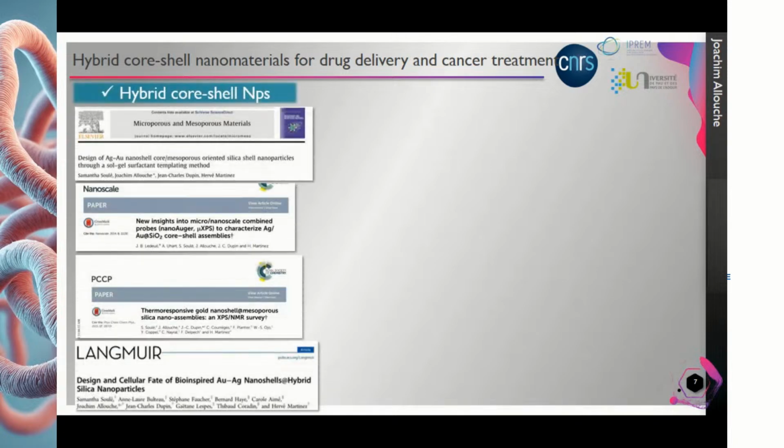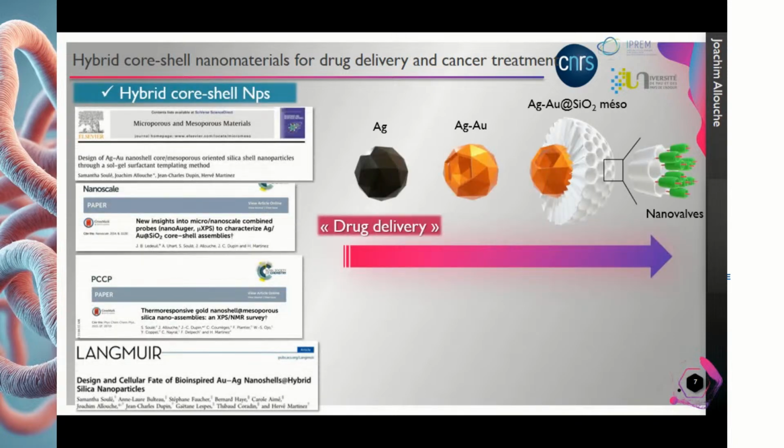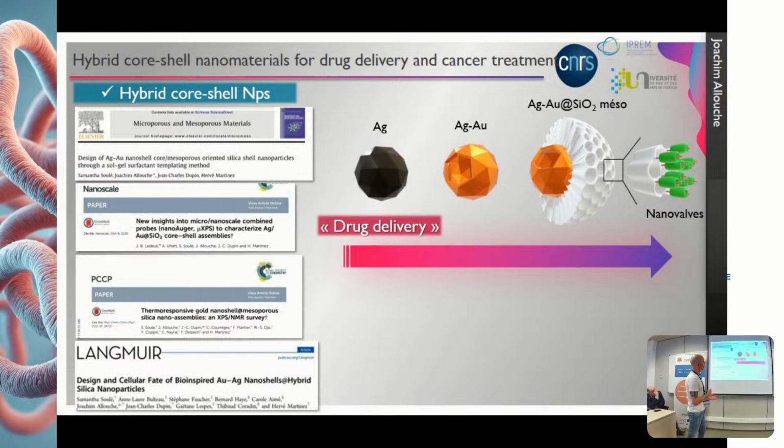Another example, for cancer treatment also. This is again a core-shell structure. We wanted to develop core-shell particles for drug delivery for cancer cells also, but with a metallic core made of gold and silver alloy, and coated with a silica shell with a porous structure.